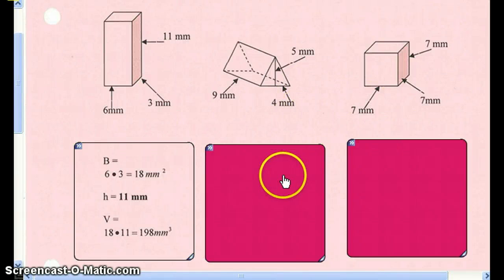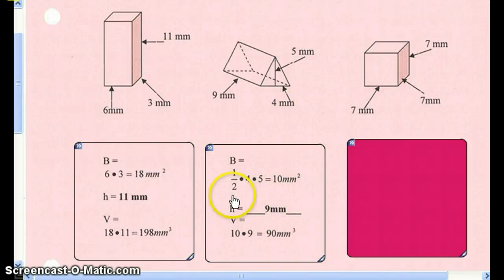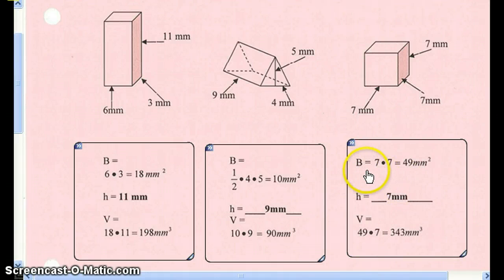For the triangular prism, to find the area of the base, you have to take 1/2 times 4 times 5, because it is a triangle, so you take half base times height, which equals 10. For the height, it's given, it's 9 millimeters, which means the volume would be 10 times 9, or 90 millimeters cubed. For the last figure, which is a cube, the area of the base is 7 times 7, or 49 millimeters squared. The height is 7 millimeters, which means the volume would be 49 times 7, or 343 cubic millimeters.